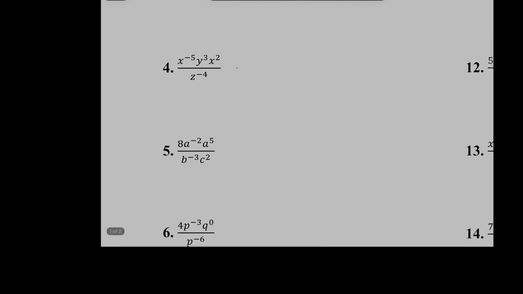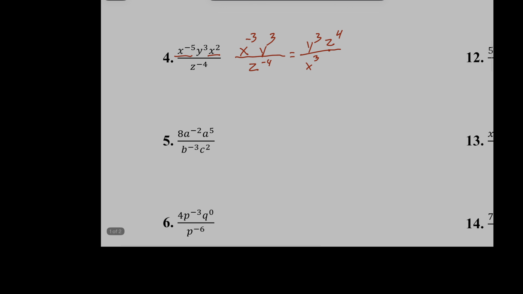All right, 4. First of all, let's look. Is there anything we can combine? Yeah, that x to the negative 5th and that x squared. When I put those together, I'm going to add the exponents and get x to the negative 3, y to the 3, z to the negative 4. And when I flip them all around, I'm going to get, let's see, my y cubed on top. I'm going to get an x cubed on bottom because I flipped, and a z to the 4th on top. All right, let's go to number 5.